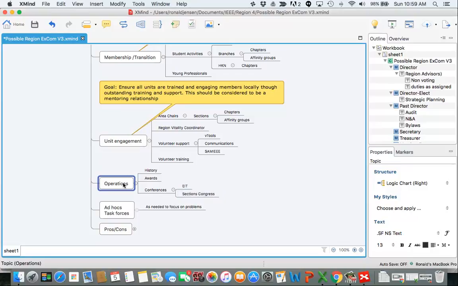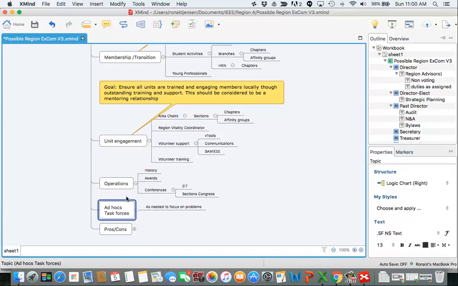Okay, so the next one is ad hocs and task forces, and I'll be very clear. This is a result of my talking to a friend in Region 3 who utilizes this mode of operation, and that is as a problem is identified, and let's just say you see that sections or chapters or volunteers are having a particular problem and so forth.